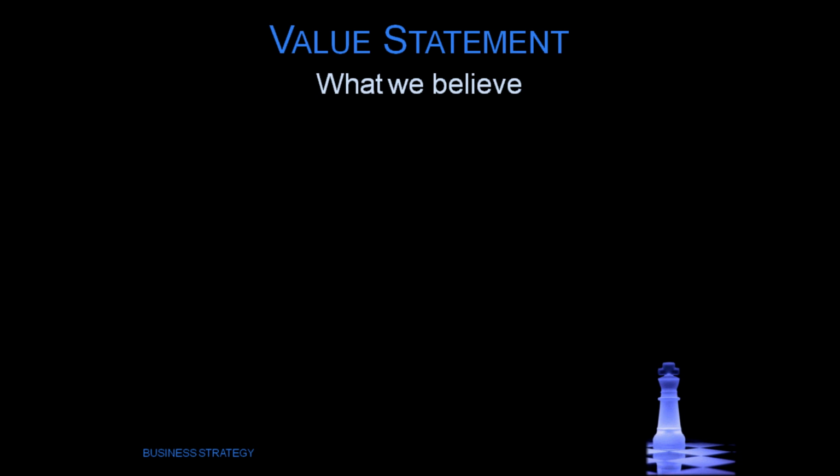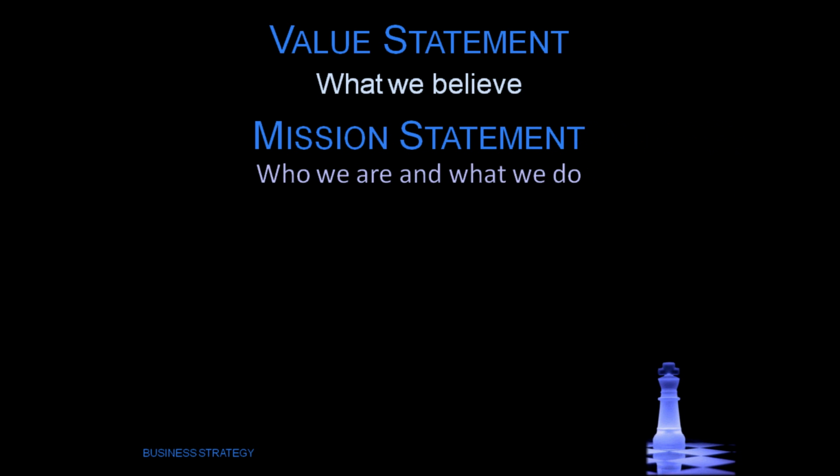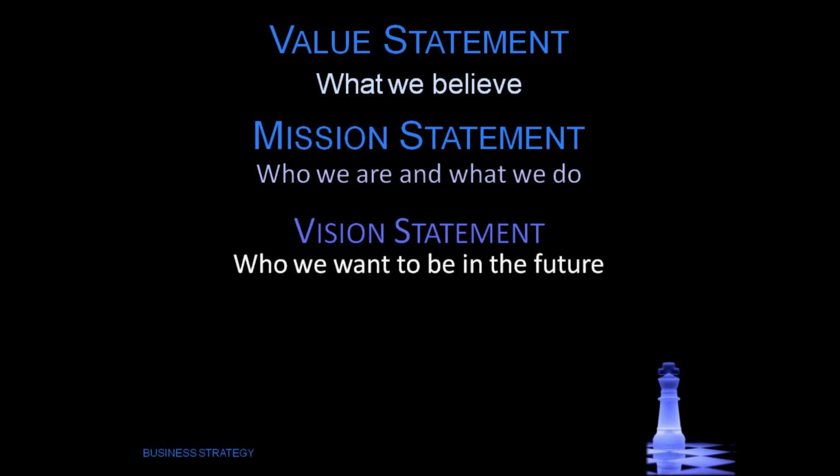The very first thing we do when we're creating a business plan or a business model is come up with a value statement. And this is the things that we believe. Things like integrity or customer satisfaction. The next thing that we come up with is the mission statement, and that's basically who we are and what we do. Finally, we have the vision statement. This is who we want to be in the future.